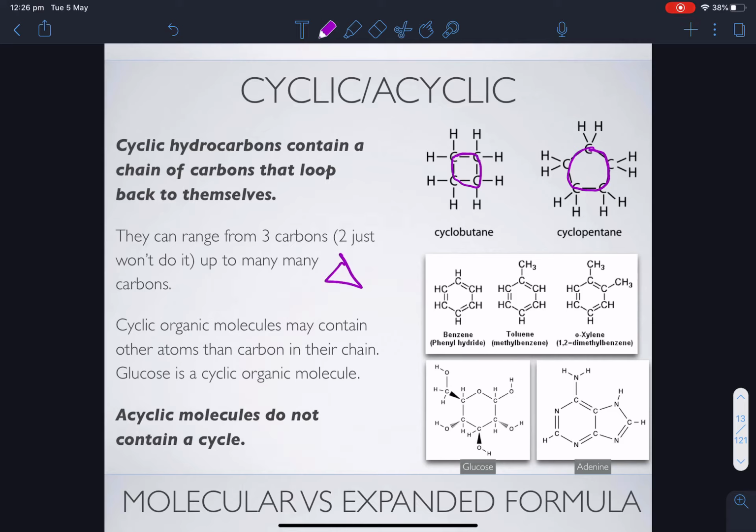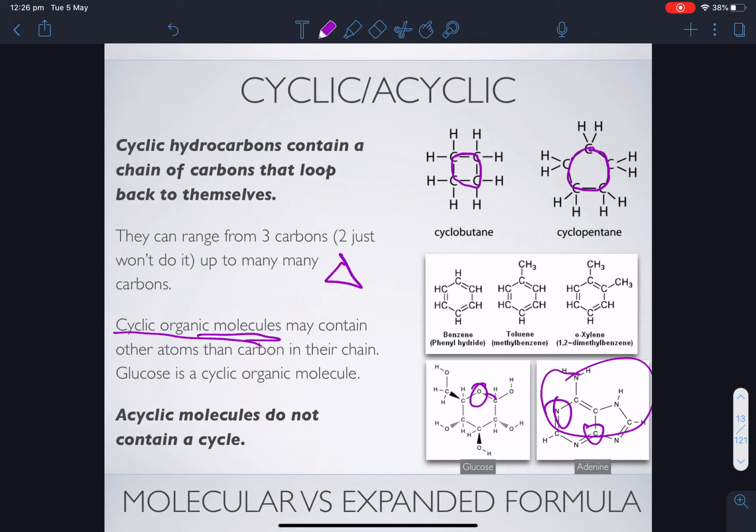So they may contain other atoms in their carbon chain. So you can also have cyclic organic molecules, not just cyclic hydrocarbons. And sometimes you do get stuff like, I've given an example of glucose, where you've got oxygen in the ring. And here you've got nitrogen in the ring with adenine. Adenine is the A in the DNA's CGTA. That A is the adenine molecule, so this molecule here. But I've just given you that because it contains nitrogen in there. Just an example, don't memorize it.